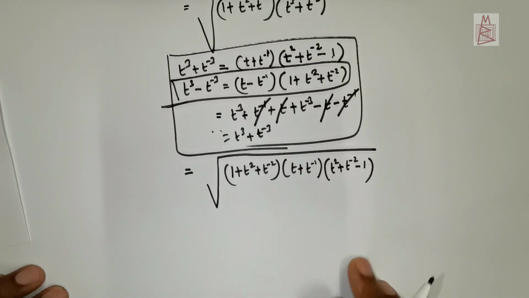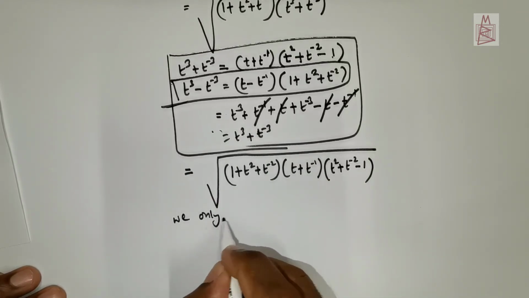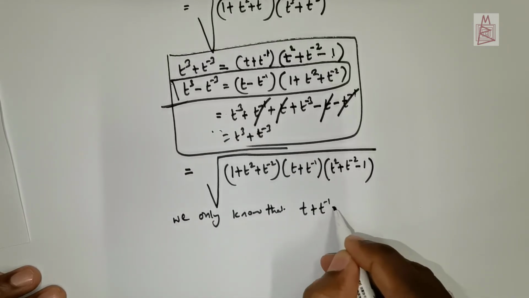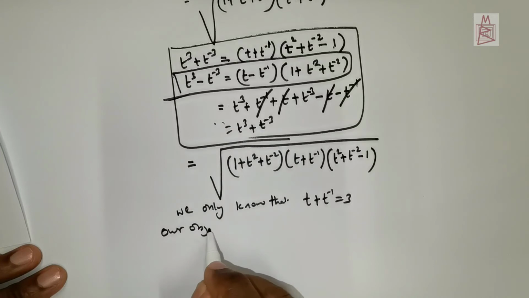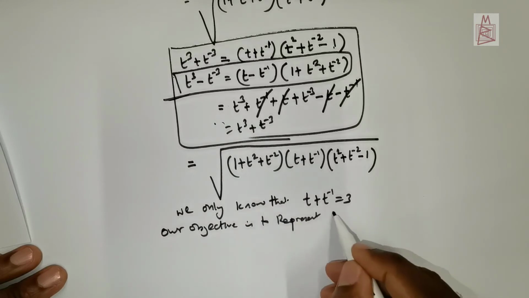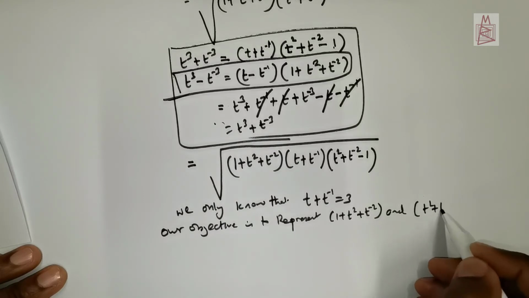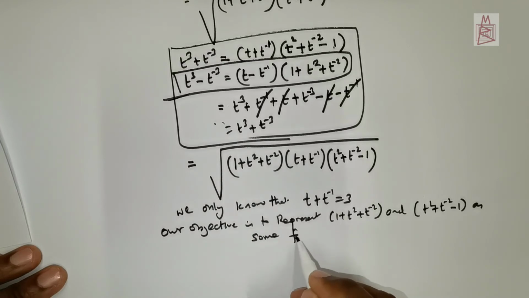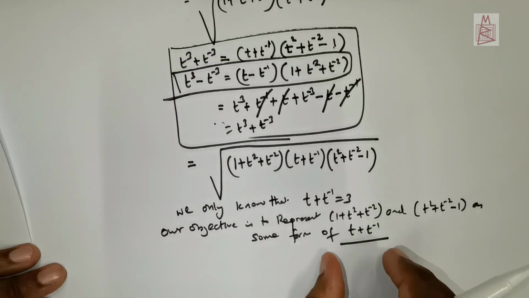Now the question is, we have to obtain a value. The only thing we know is that t + t^(-1) is equal to 3. So our objective is to represent 1 + t^2 + t^(-2) and t^2 + t^(-2) - 1 in some form of t + t^(-1). So this is our only way by which this can be solved.